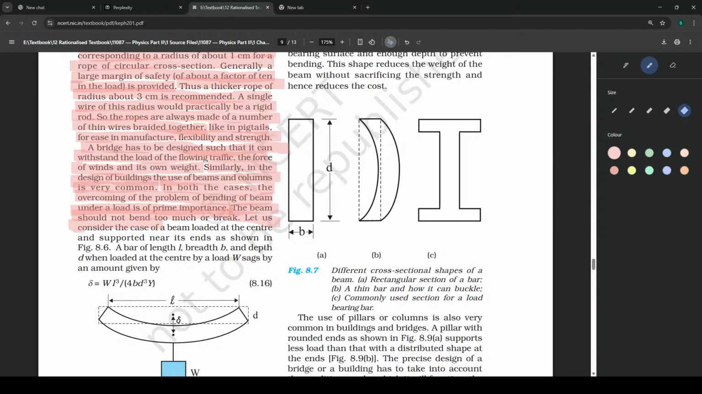Let us consider the case of a beam loaded at the center and supported near its end, as shown in figure 8.6. A bar of length L, breadth B, and depth D, when loaded at the center by a load W, sags by an amount given by delta, which equals W L cubed by 4 B D cubed Y. Okay, let's read that again.